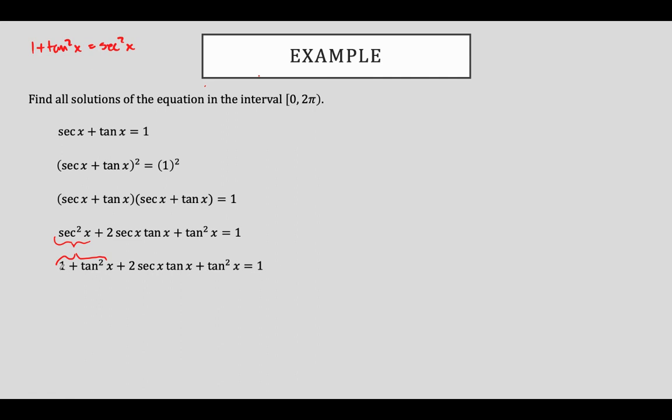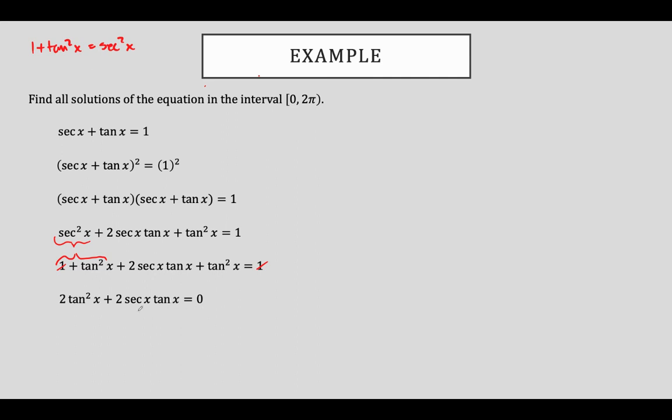Here, if I now subtract 1 from both sides of the equation, this one is going to subtract with that one. And if I combine my like terms, I've got a tangent squared x plus a tangent squared x. That leaves me with 2 tangent squared x plus 2 secant x tangent x is equal to 0. All right, at this point, we can recognize that we have a greatest common factor between our two terms. Our greatest common factor is going to be a 2 tangent x.